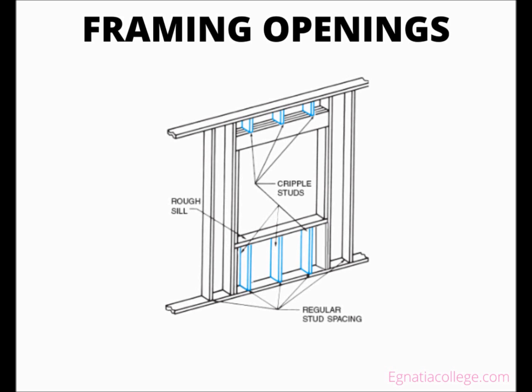The area over the header is framed with cripple studs. The area below a window also is framed with cripple studs. These cripple studs are installed on the normal spacing for wall studs. This may require a cripple within a few inches of a side jack stud, but is necessary to provide a nailing surface for the sheathing.